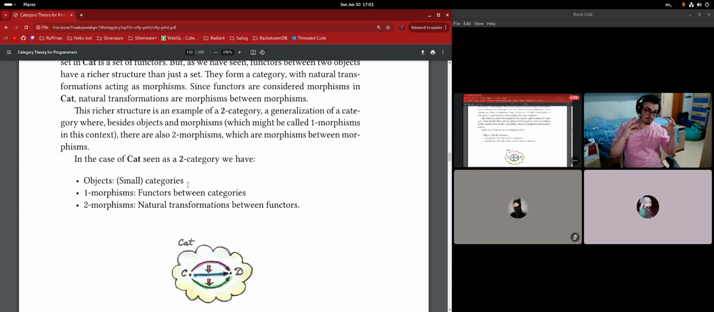So again, before when we were using sets to be our categories, the objects themselves were inspectable. You could see that they were numbers, they were strings, they were characters. Now we're grabbing that, closing it up, painting it black, and saying this is now the object. So the objects are categories now.